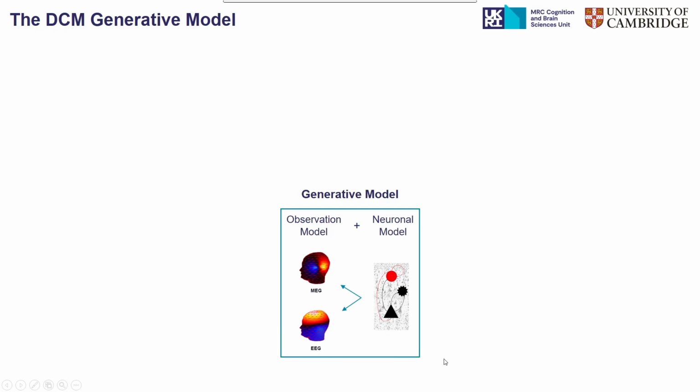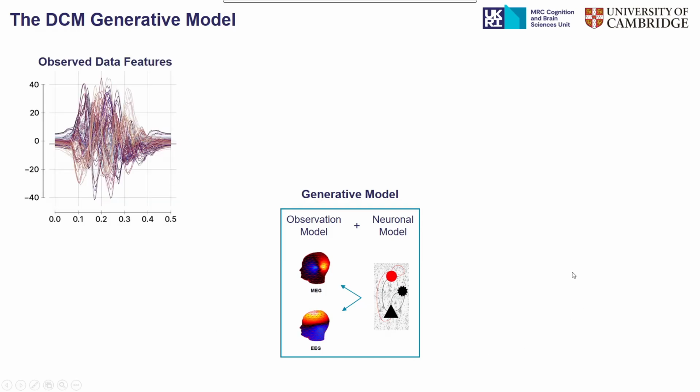Taken as a whole, the generative model consists of neural state equations which define how different regions are connected to each other and how dynamics within each region evolve in each of its populations. And the observation model takes the output of each of these regions, which is the depolarization in its pyramidal layer, and maps it onto observable measurements at the sensors.